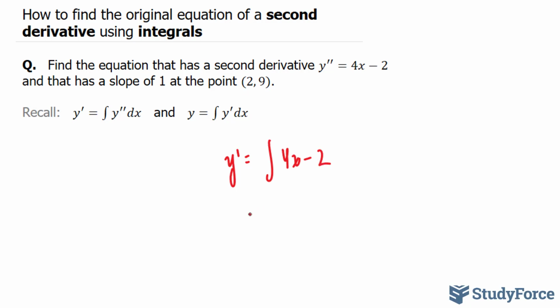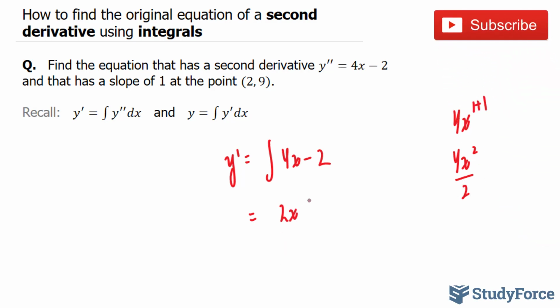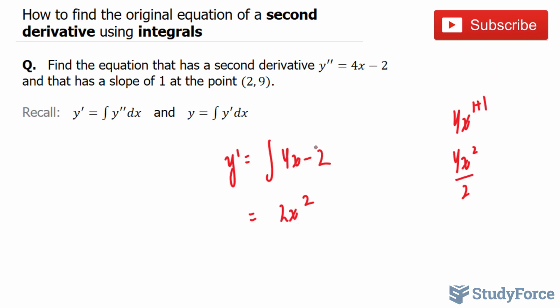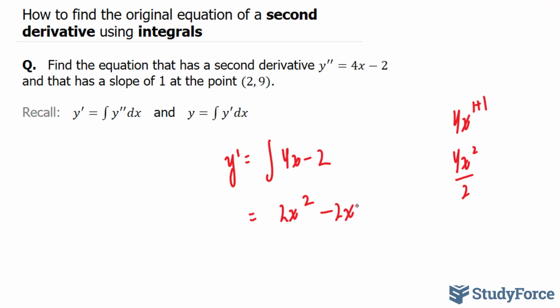It's not hard to do. The integral of 4x is, well, I'll show my work here. 4x becomes 4x to the power of 2 over 2. So you first add 1 to the exponent, take its sum and divide it by 2, and you should end up with 2x to the power of 2. This term has become 2x to the power of 2, and this term has become negative 2x plus c.